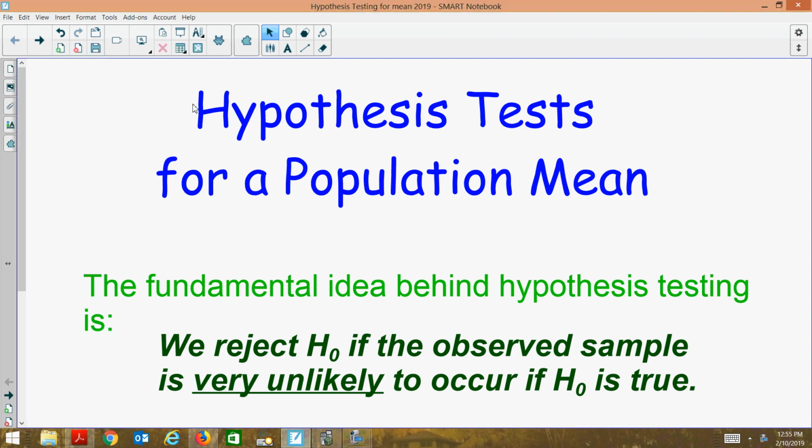Today's video focuses on hypothesis tests for a population mean. Remember what the fundamental idea behind a hypothesis test is. We reject the null hypothesis if the observed sample is very unlikely to occur if H0 is true. So we usually reject when we have a really low p-value.